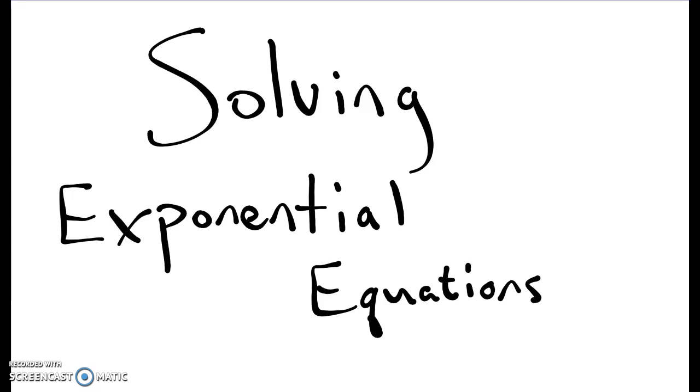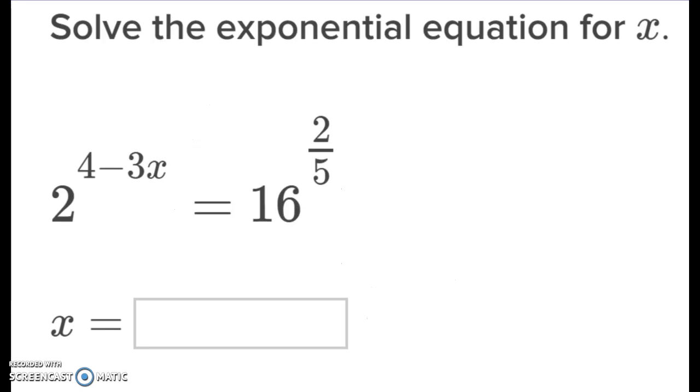All right, let's do an example problem from solving exponential equations using exponent properties. So let's start with this problem right here from the homework. 2 to the 4 minus 3x equals 16 to the 2/5. And oh my goodness, is this intimidating looking.